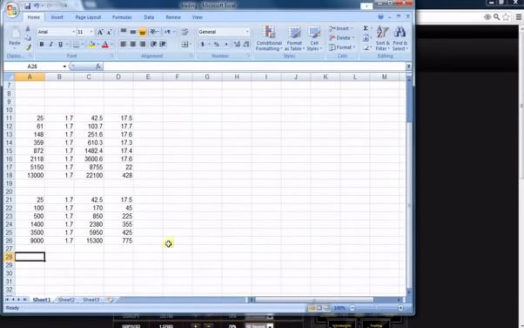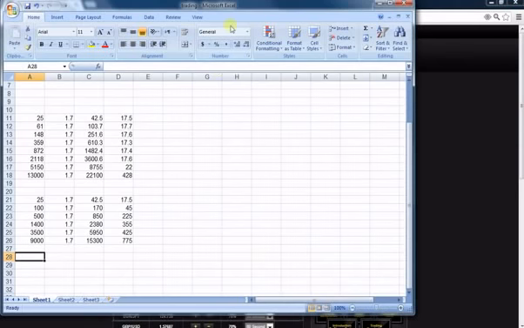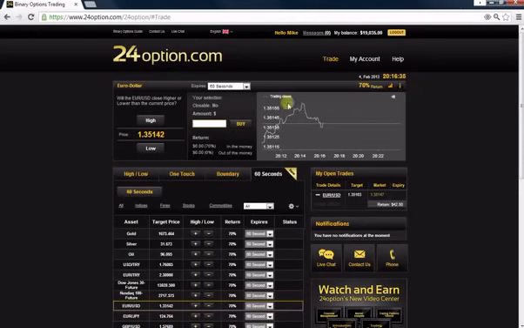So I'm always going to look at my Excel sheet and see what values I need to invest in order to win back the amount of money from previous lost trades, if I do lose a trade. There are several different variants on this technique, in that we can change it up here in 24options, because it allows us to really choose the amount that we're going to invest.